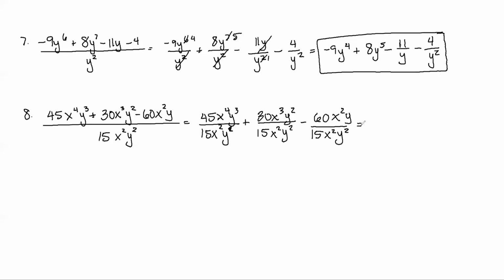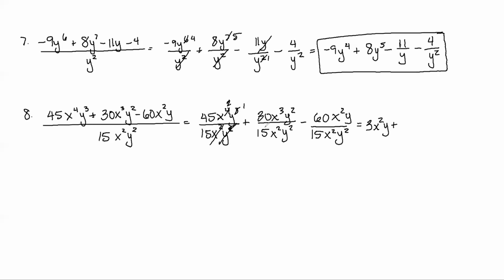Okay, so let's go ahead and divide. So 45 divided by 15 is 3. We can cancel out 2 x's and we're left with 2 on the top. We can cancel out 2 y's and we're left with 1 on the top. So the bottom is completely gone. We have 3x squared y on the top.